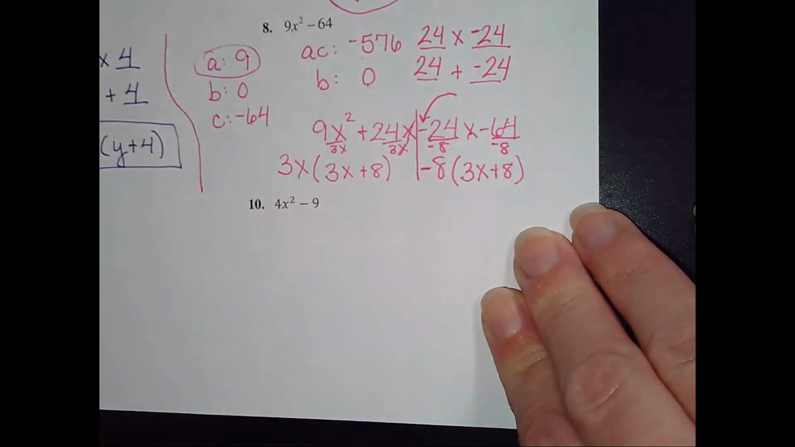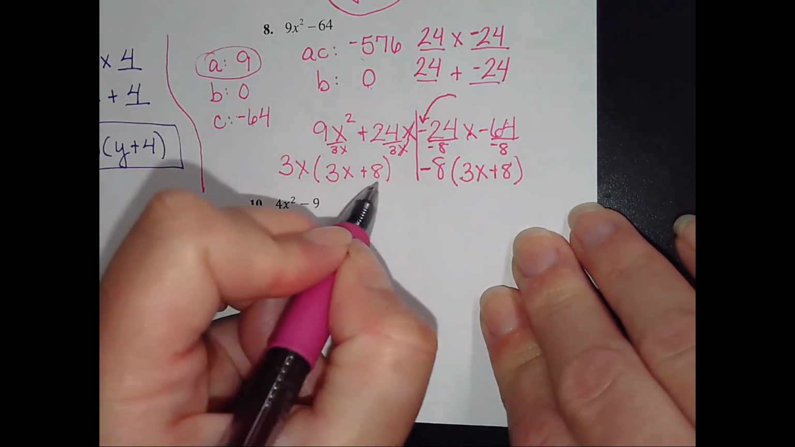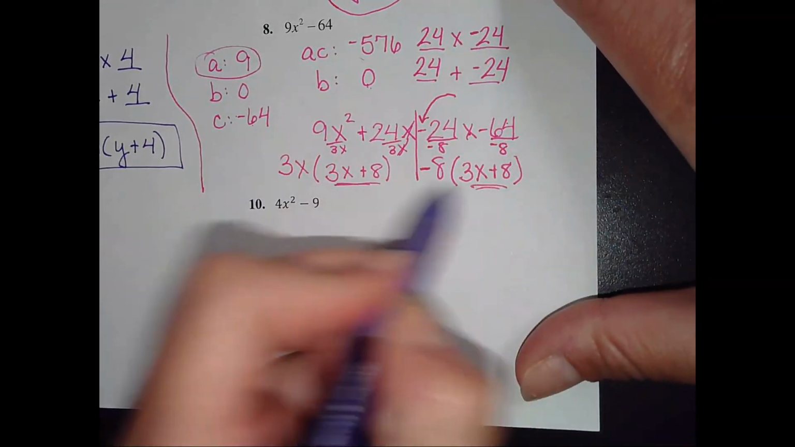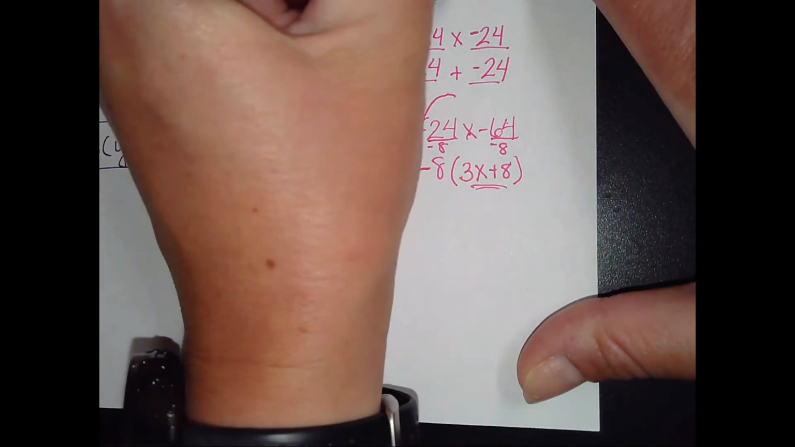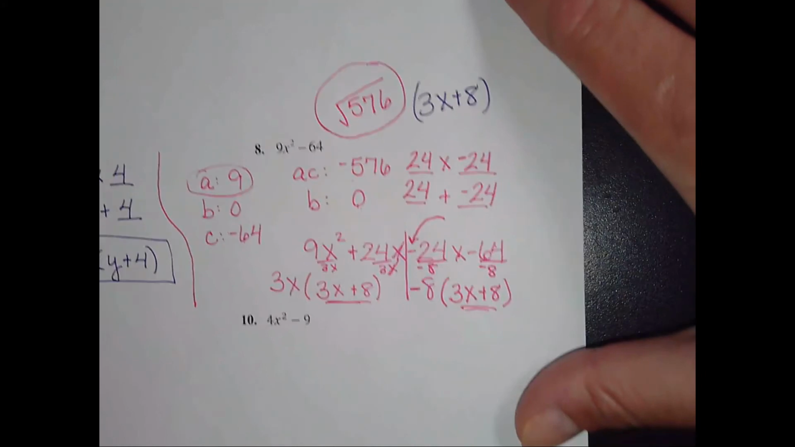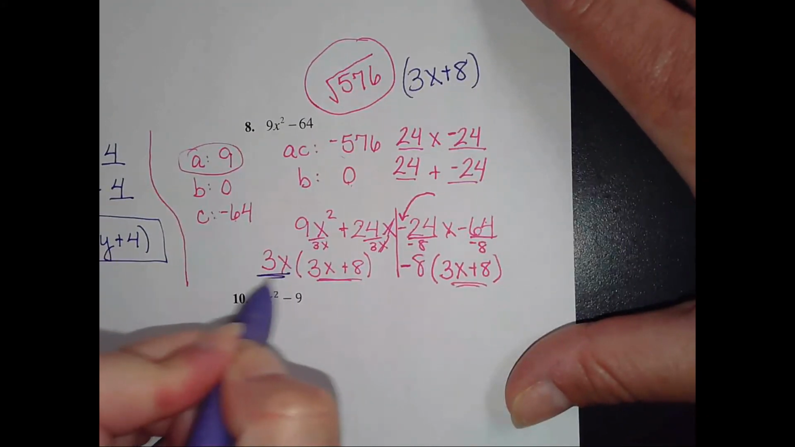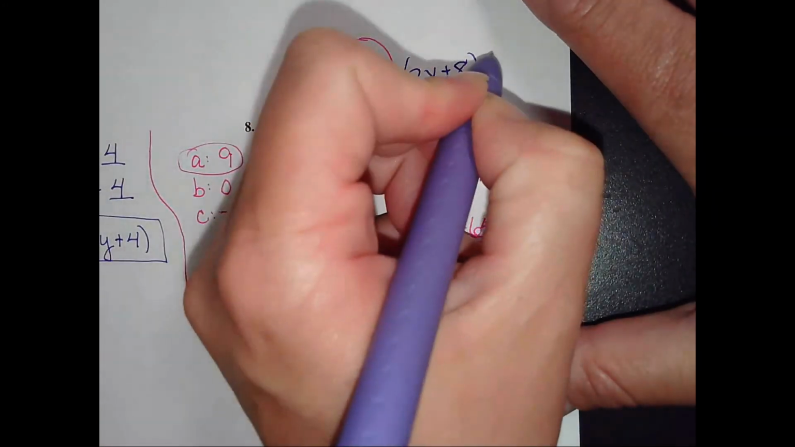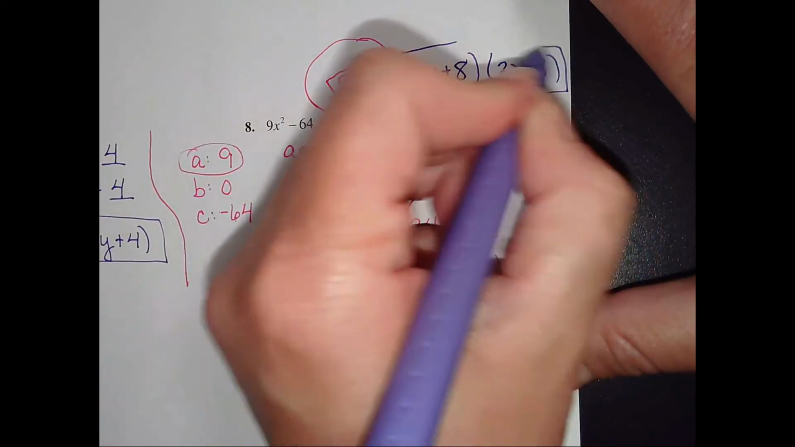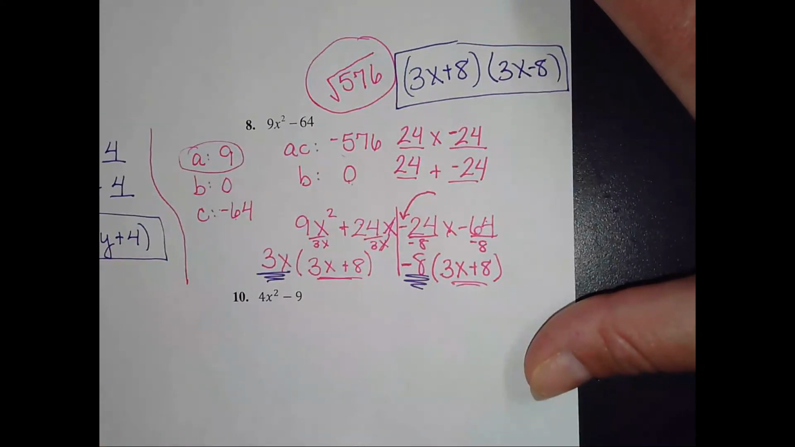This is where you check yourself. Here, your parentheses are the same. That's a good thing. That means you did it right. So take one of the parentheses, so 3x plus 8. And then your GCFs, we have a 3x minus 8. And there's your final answer. Anytime your A isn't 1, the problem will take a little bit longer.